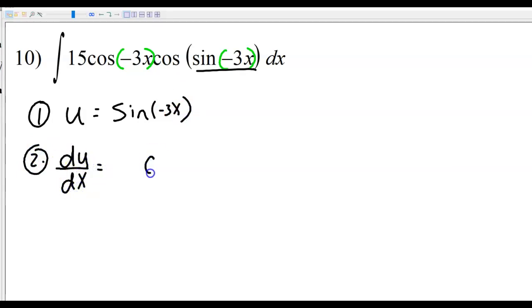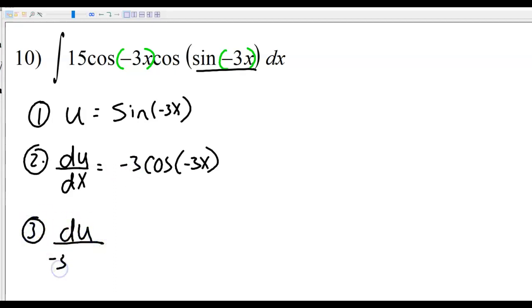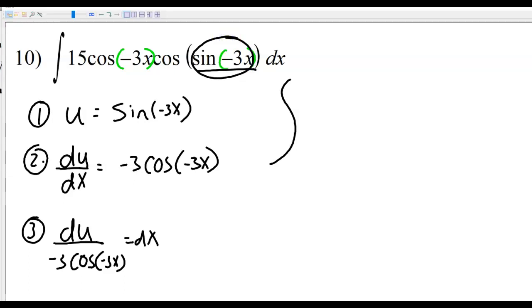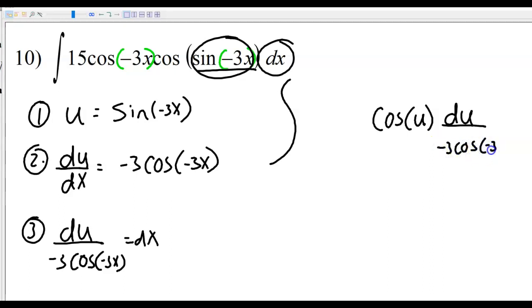So the derivative of sine is cosine. Once again, you'd have to have those reference sheets out if you don't know that. And the derivative of the inside, which is -3x, the derivative of that is -3, so we'll put that there. And then once again, we want to get that dx by itself, so this is what would happen if you attempted to do that. And then we go ahead and do our u substitution. So I'm going to replace this with a u. I'm going to replace that with the du over -3 cosine of -3x. And then everything else is just going to stay there.